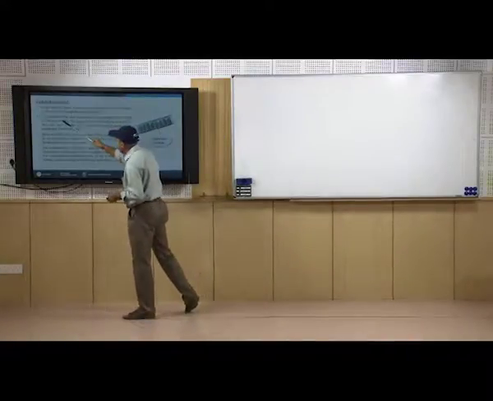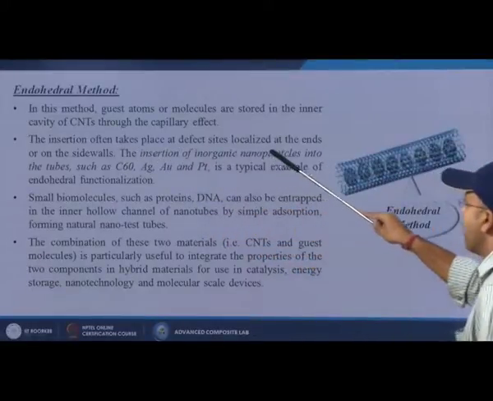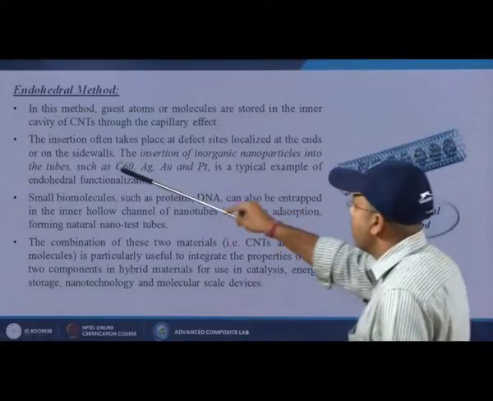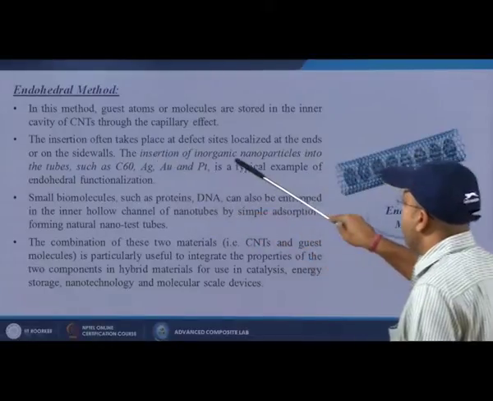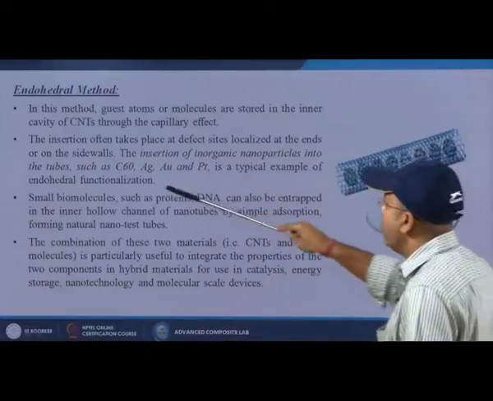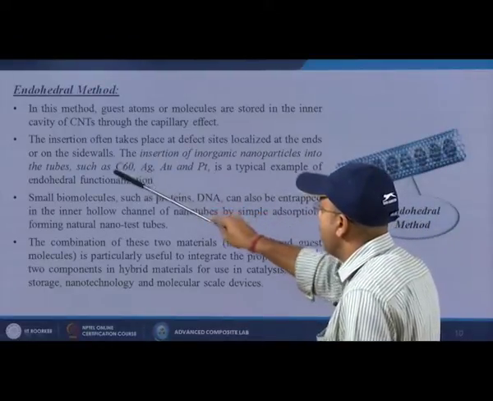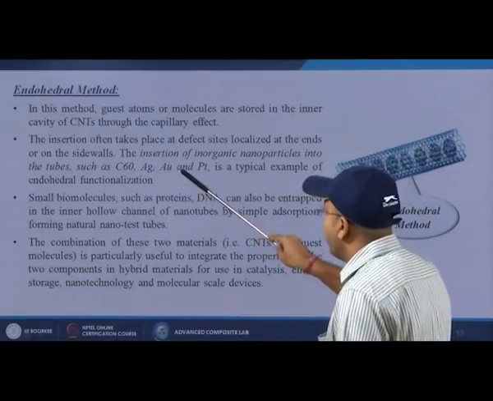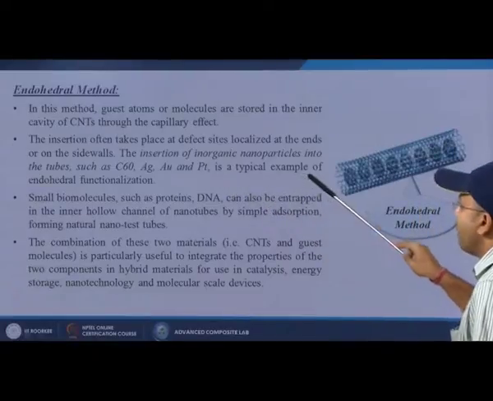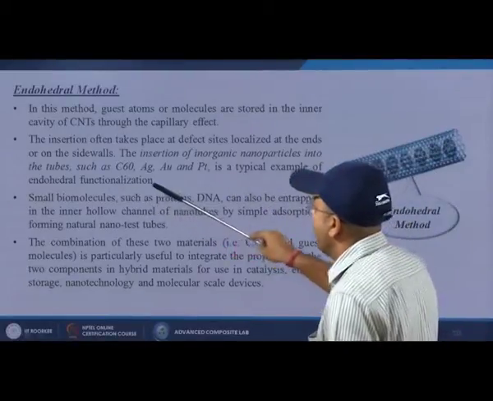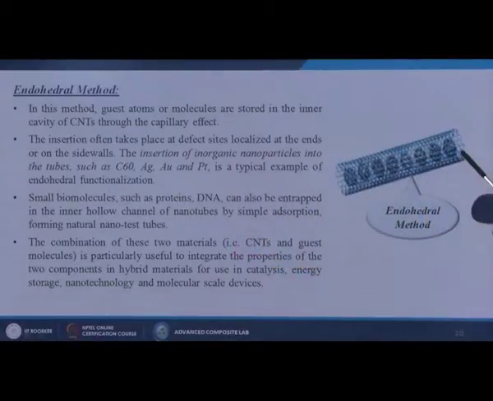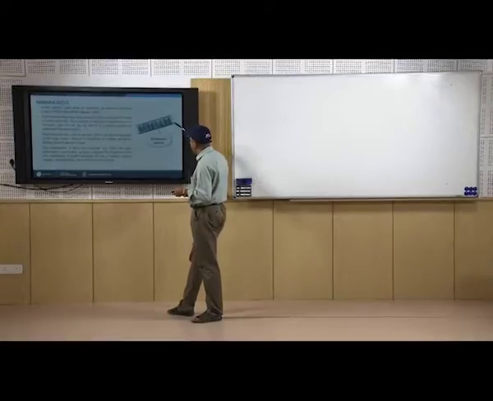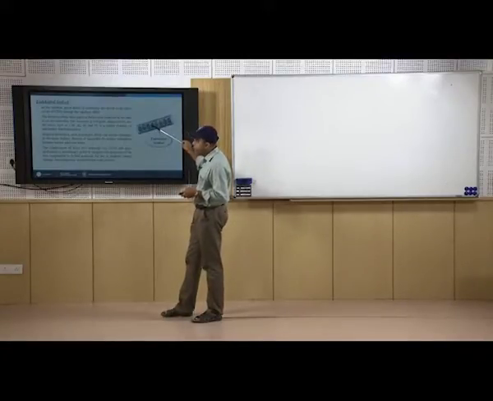The insertion often takes place at defect sites localized at the ends or on the side walls. The insertion of inorganic nanoparticles into the tubes, such as C60, which is known as fullerene, then some kind of silver particle, then gold particle, and platinum, is a typical example of endohedral functionalization. So simply, we are inserting certain kinds of fullerene materials, some silver particles, or maybe gold particles or platinum particles, inside the carbon nanotubes.